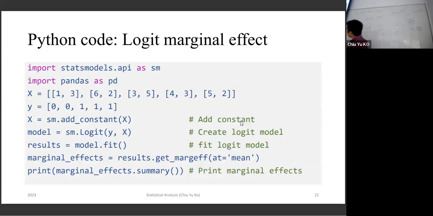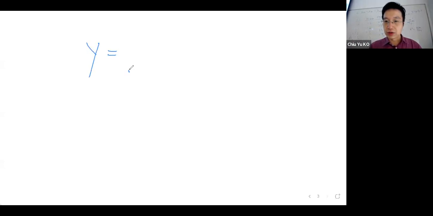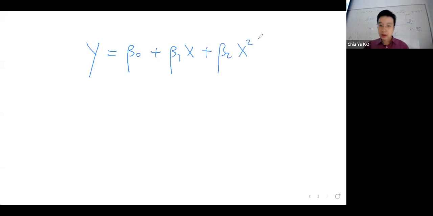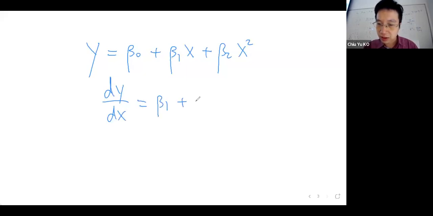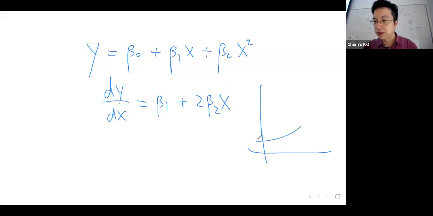And logit, one of the problems of logit is that it's nonlinear. You remember when we talked about a nonlinear model, if you still remember, you have y equal to beta 0 plus beta 1 x plus beta 2 x squared. Sorry, I have some calculus here. If you don't know calculus, it should be fine. But anyway, if you try to see this, it's nonlinear. Suppose beta 1, beta 2 positive, something like this.